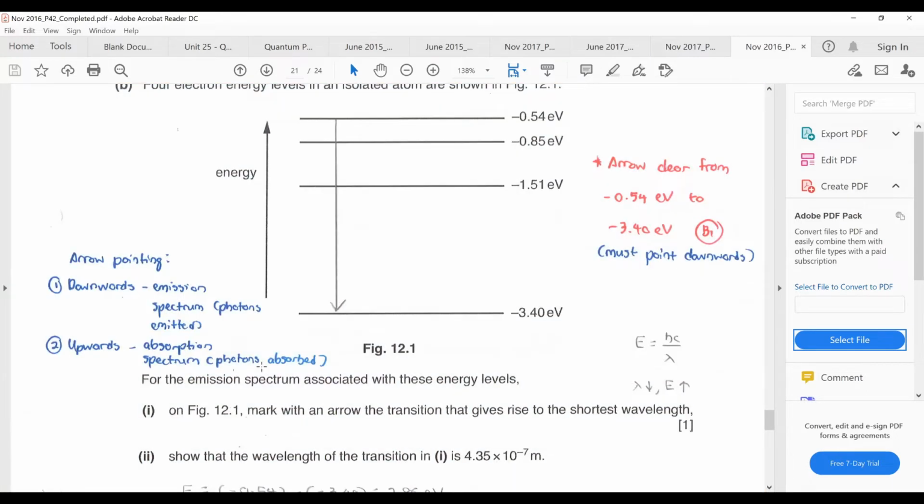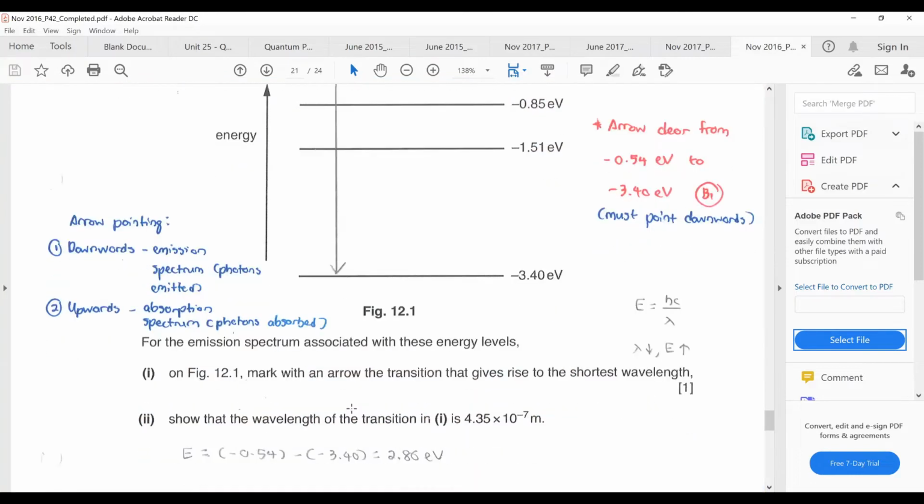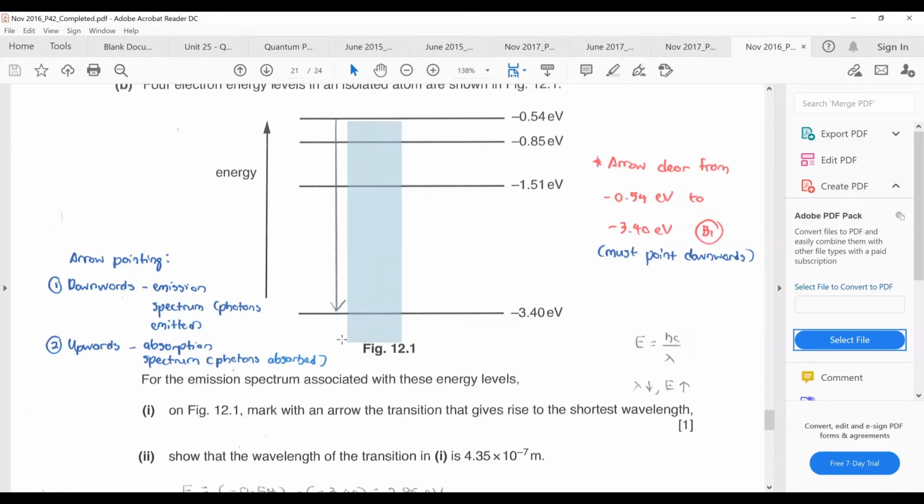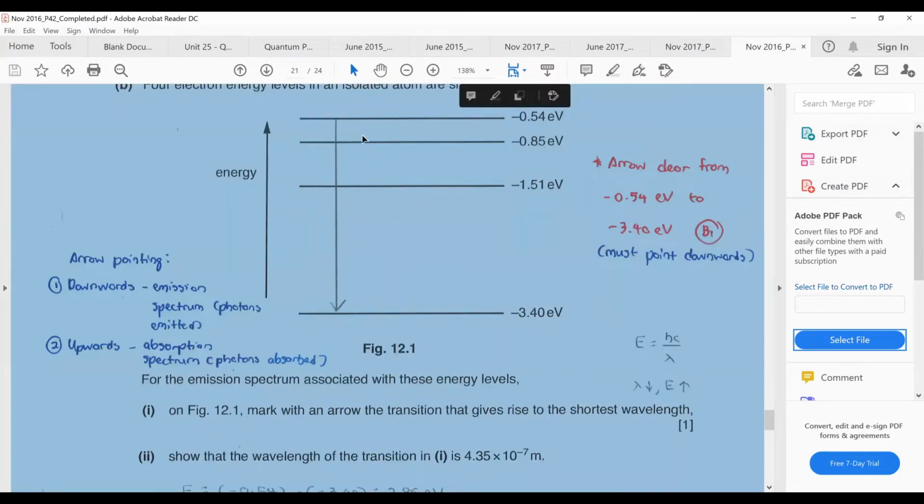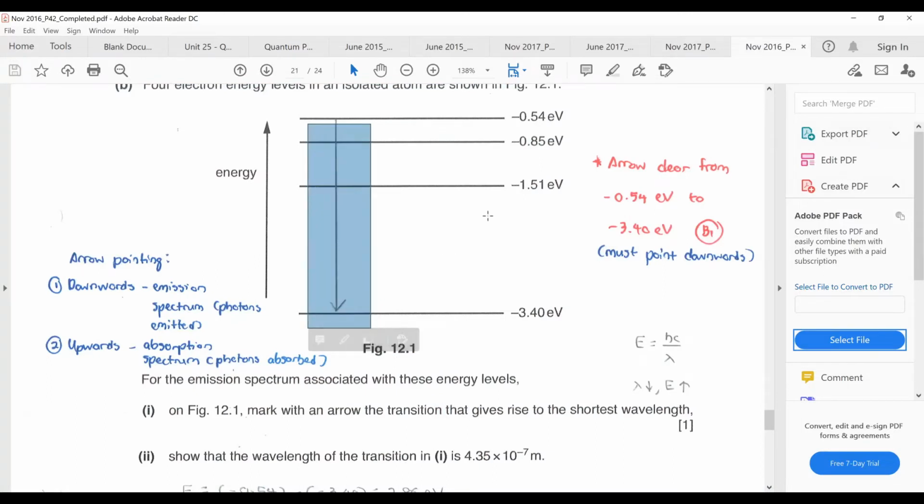The word emission tells you photons are emitted, and photons can only be emitted if it's dropping from a higher energy level to a lower energy level. So when you want to draw the arrow, it will be going downwards. Okay, so for your case here, they ask you to mark with an arrow the transition that gives rise to the shortest wavelength. So you know that the difference in the energy level will give you the energy of the photon, right? So here, difference in energy level is equal to energy of photon.